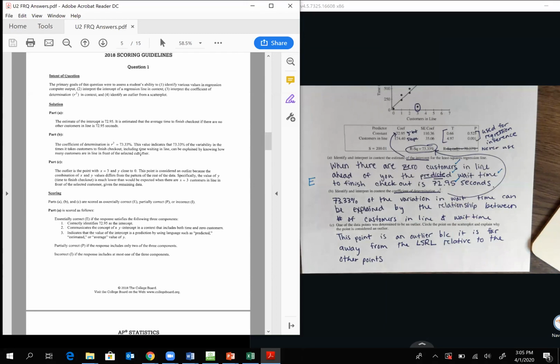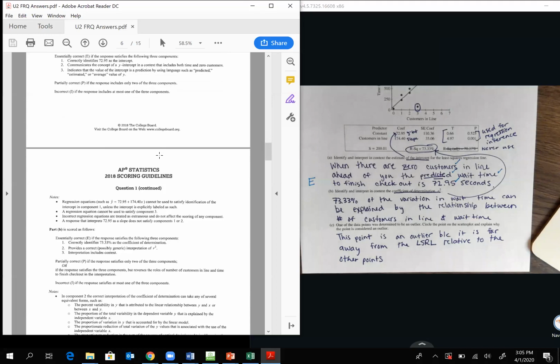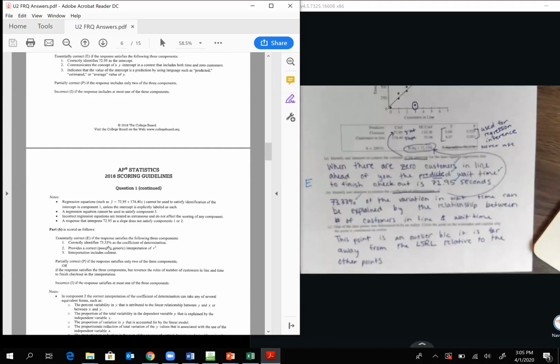They interpreted it a little bit differently, but it's the same thing. The value indicates that 73.33% of the variability in time it takes customers to finish checkout, including waiting in line, can be explained by knowing how many customers are in line in front of the selected customer. But that's really the same thing. So let's look at what they're looking for. We had to correctly identify 73.33%. I got that.